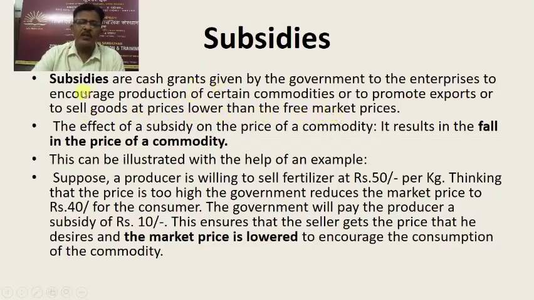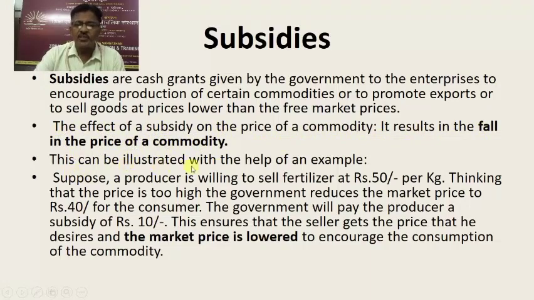That means here subsidies can be given to the producers, subsidies given to the exporters, subsidies can also be given to the sellers. So subsidies, who is the provider of subsidies? The government is the provider of subsidies. The effect of a subsidy on the price of a commodity, as you have understood the effect of the indirect tax on the price of a commodity, like that the effect of subsidy on the price of a commodity, it results in the fall in the price of a commodity.